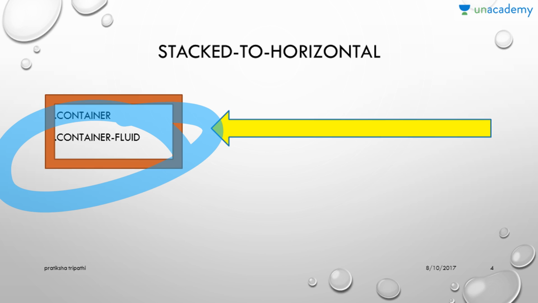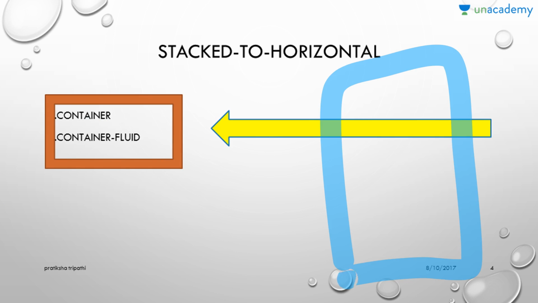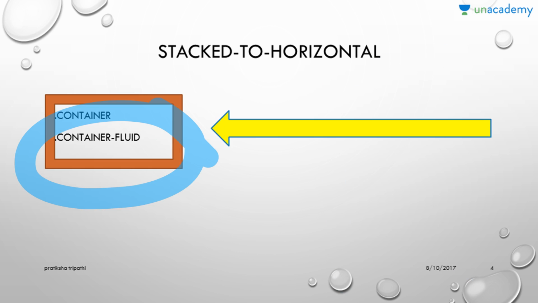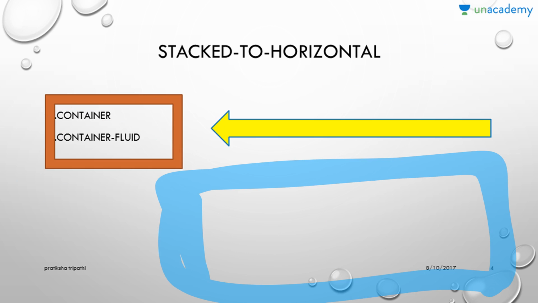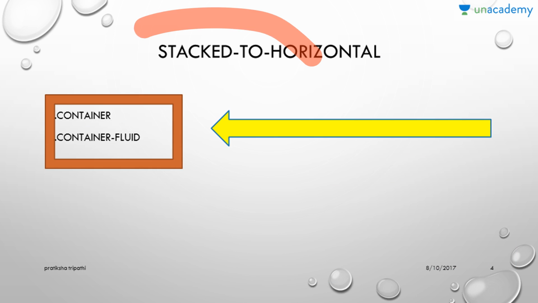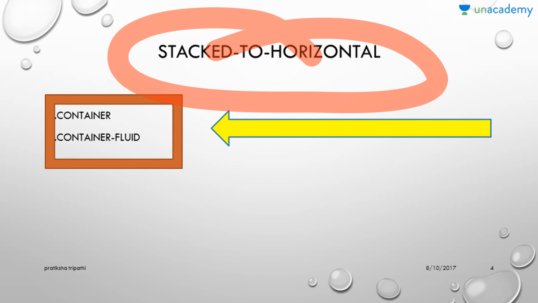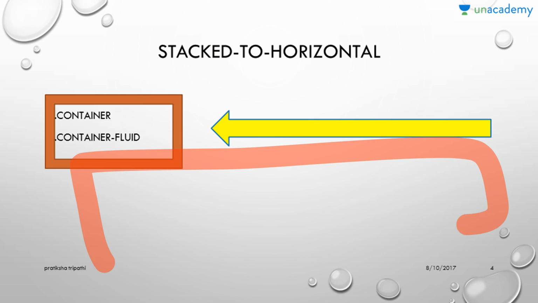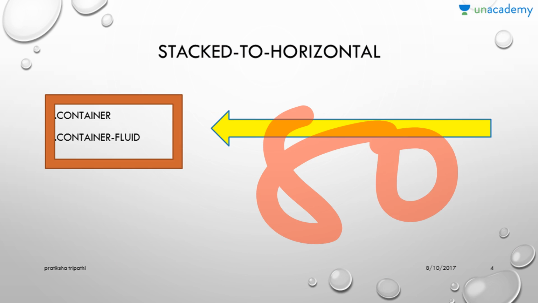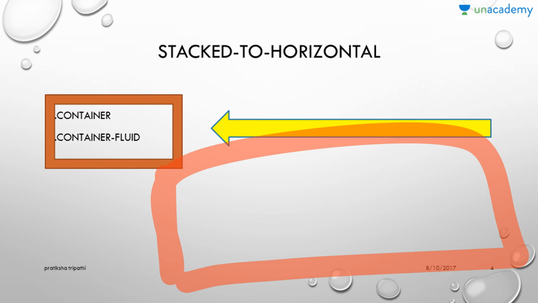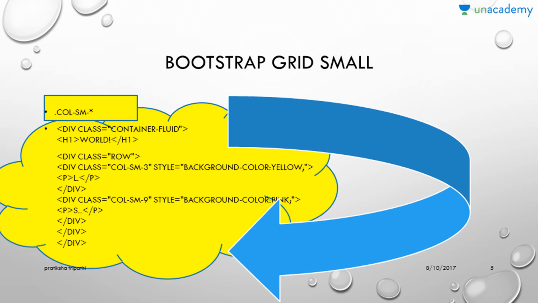That means if you just write dot container, it will open like this, but as soon as you write dot container fluid, it will be stretched, full width will be given and it will open like this. So that is why it is called stacked to horizontal. Stacked means from this to this. So 50% will be this and 50% will be horizontal. Okay. Now bootstrap grid small.